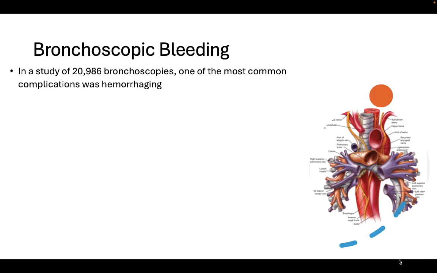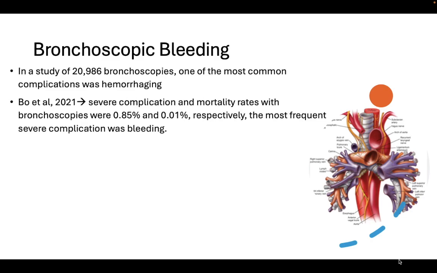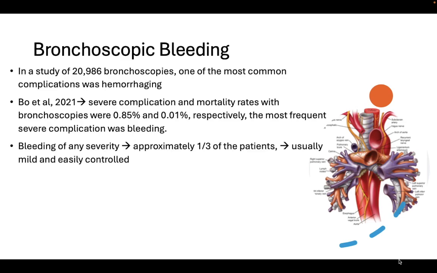In one study of over 20,000 bronchoscopies, a retrospective analysis showed that the most common complication was hemorrhaging. Severe complications and mortality rates in bronchoscopies are actually quite low. However, the most common complication and most frequent severe complication is associated with bleeding. Bleeding of any severity can happen in approximately 1/3 of patients. Usually this is mild and easily controlled.